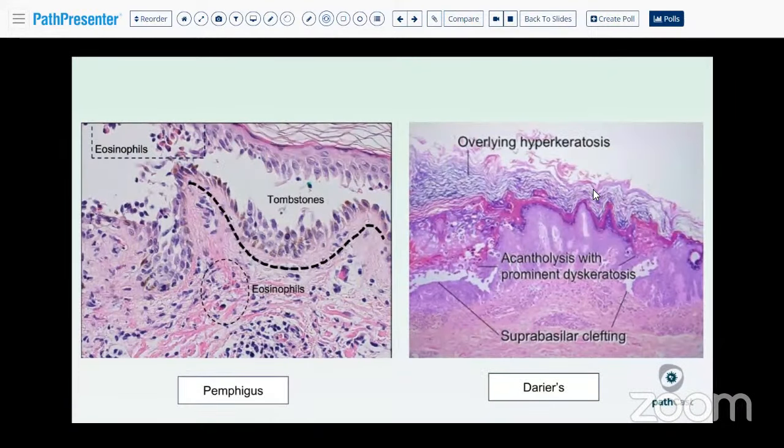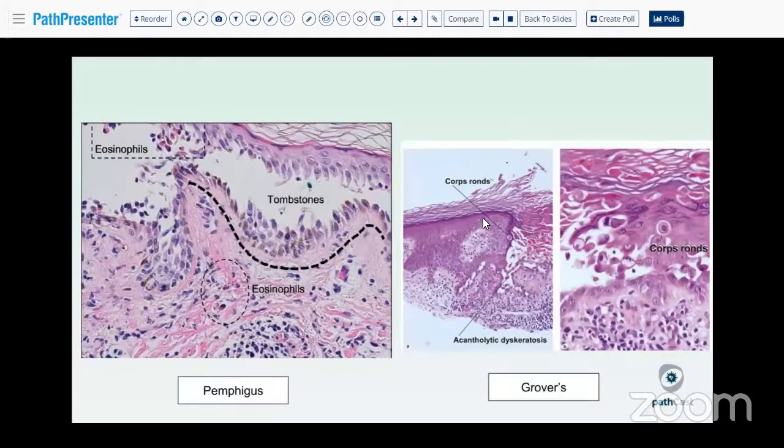Here is pemphigus and Darier's side by side. So a suprabasilar split without acantholytic dyskeratosis for pemphigus, whereas Darier's is going to be an intraepithelial split with acantholytic dyskeratosis and hyperkeratosis. Pemphigus versus Grover's disease. Grover's was another answer choice, also one of our big three dyskeratosis differentials. So we're going to look for corps ronds and grains, with slightly less hyperkeratosis than Darier's disease.